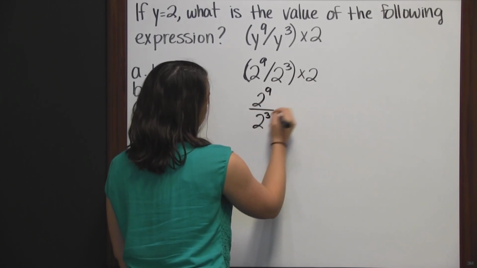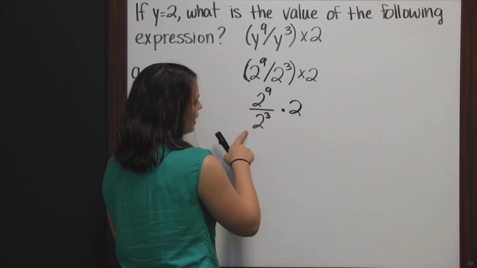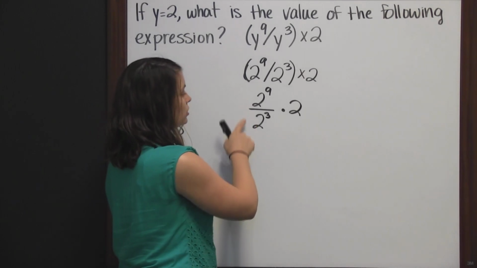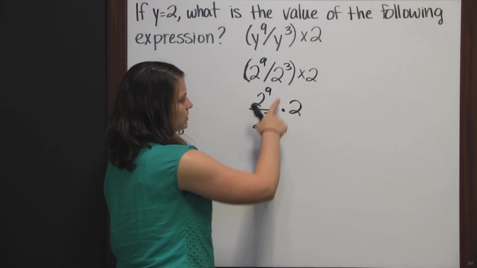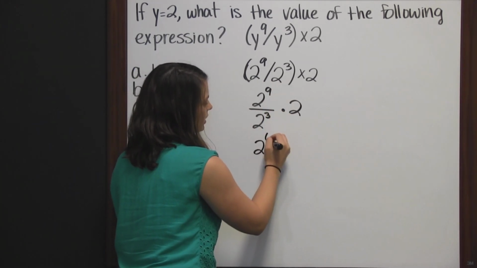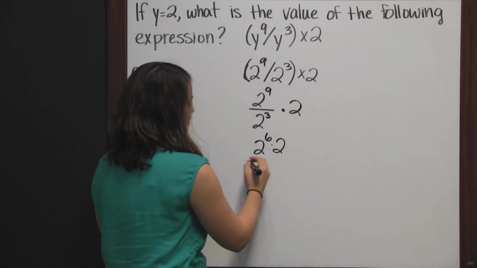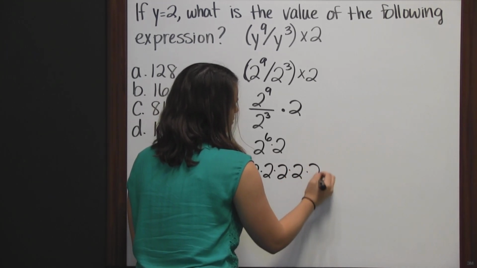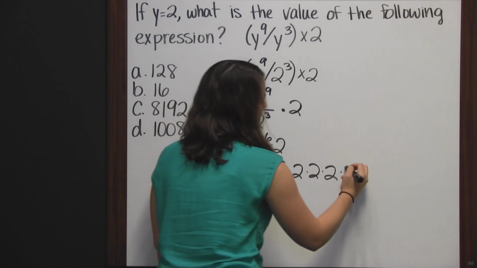2 cubed times 2. When we're dividing and we have our bases the same, so in this case 2 is our base and it's the same, we simply subtract our exponents. 9 minus 3 is 6, so that's 2 to the 6th times 2. 2 to the 6th is 2 times 2 times 2 times 2 times 2 times 2. So 2 times itself 6 times, and then times 2.